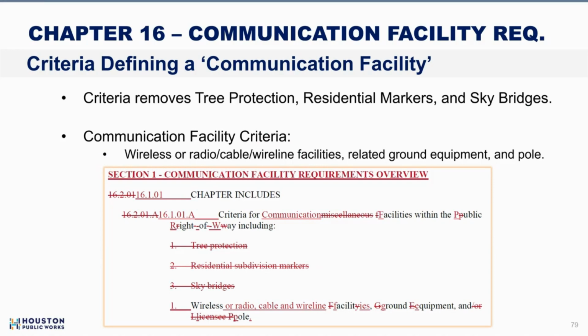The criteria to be a communication facility was modified to include wireless or radio, cable and wireline facilities, ground equipment, and poles.